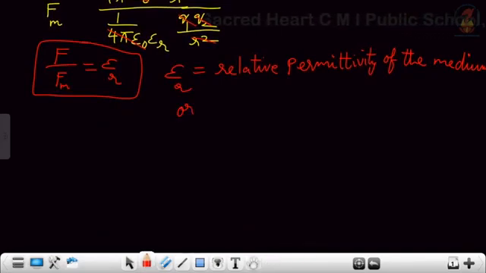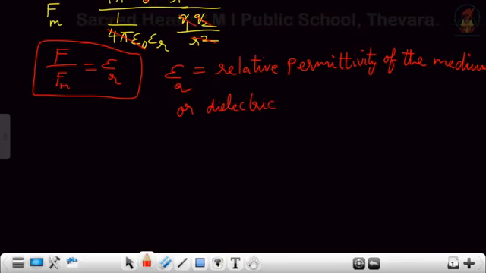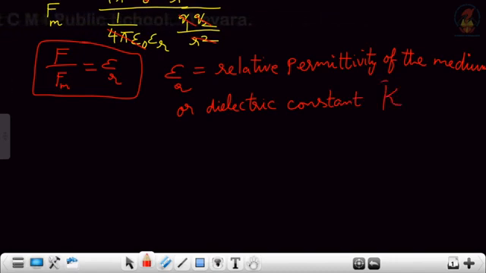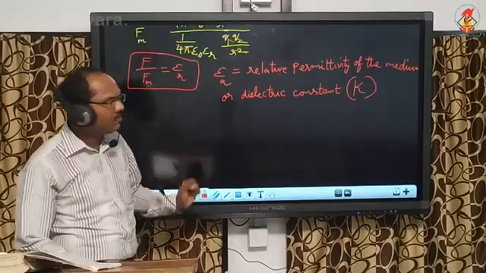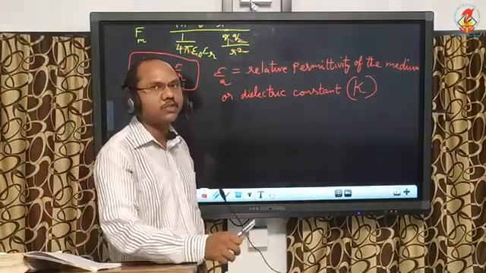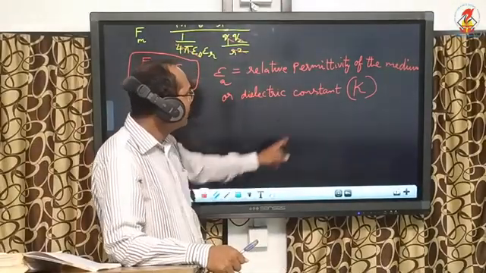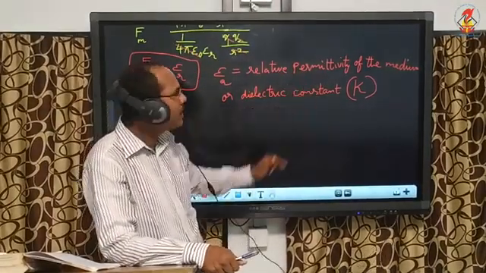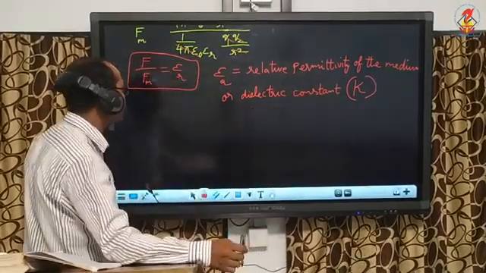And epsilon r is also called dielectric constant and denoted by capital letter K. Earlier we used one constant K, that was small letter k, which is the proportionality constant, Coulomb constant. Here I am writing capital K, which is dielectric constant.